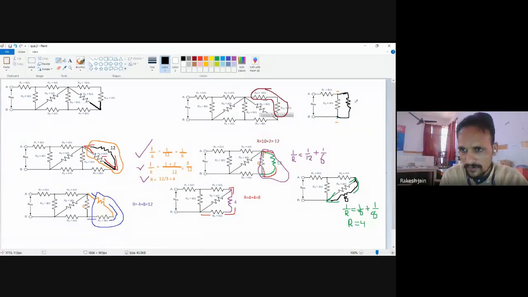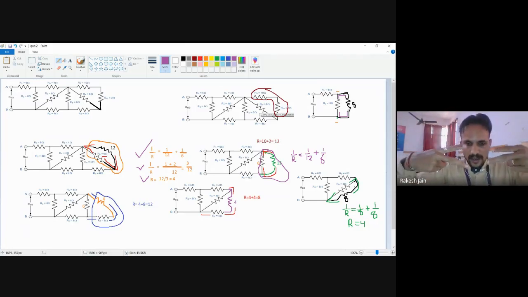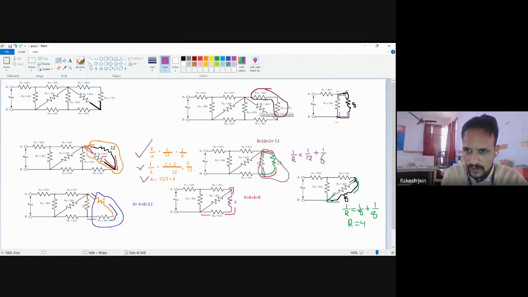Only 1 minute, and after that this question will be completed. Now see with this purple color, this 8 ohm's one terminal is connected with this 8 ohm's one terminal, and the other terminal is connected with the second terminal of the other 8 ohm. So both terminals are connected. Whenever two resistances are such that both terminals are connected with each other, they are known as a parallel connection. So these 8 ohm and 8 ohm are in parallel.